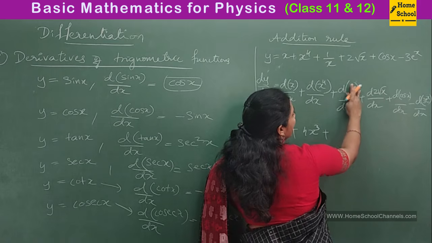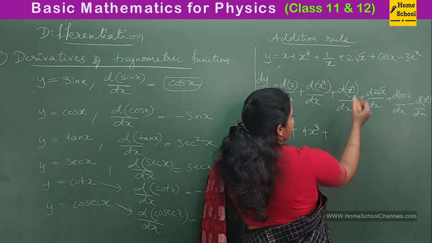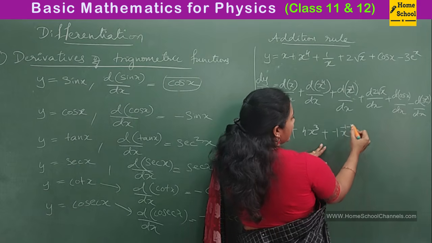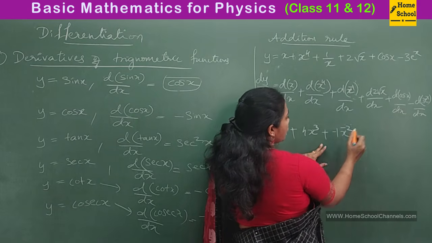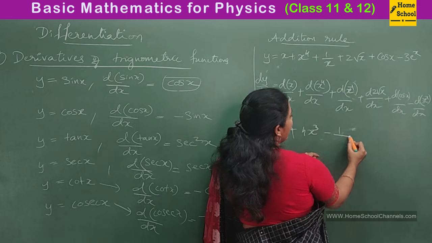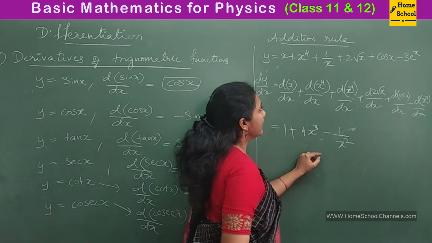1 by x means what, guys? You can write it as x to the power minus 1. So that is minus 1 into minus 1 minus 1, that is minus 2. So how do we write this? We can write it as minus 1 by x square, right?